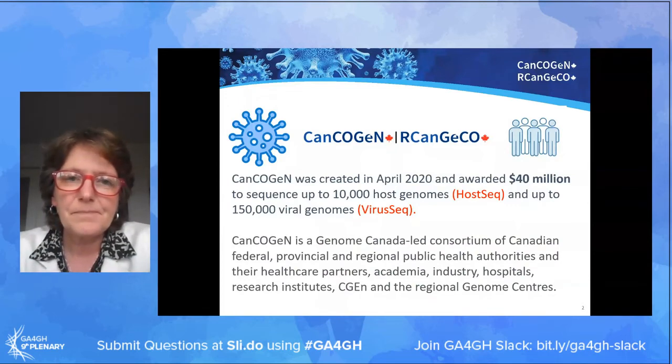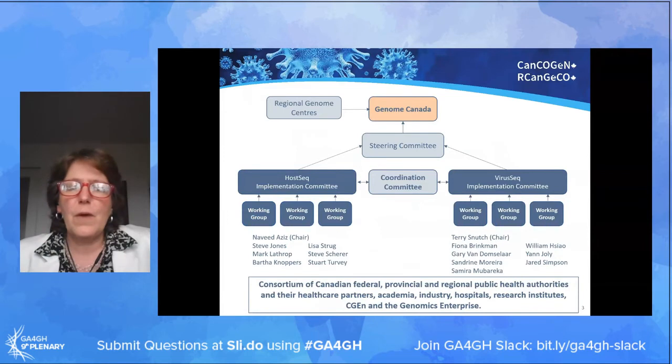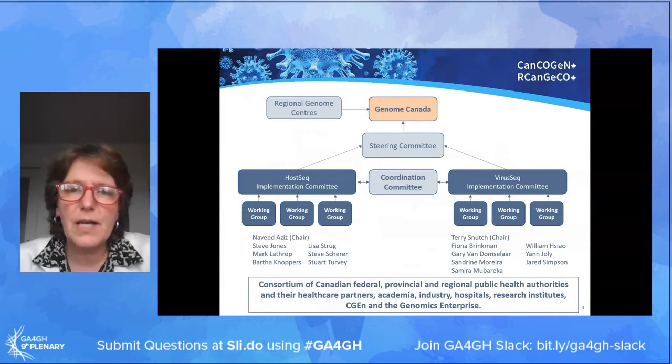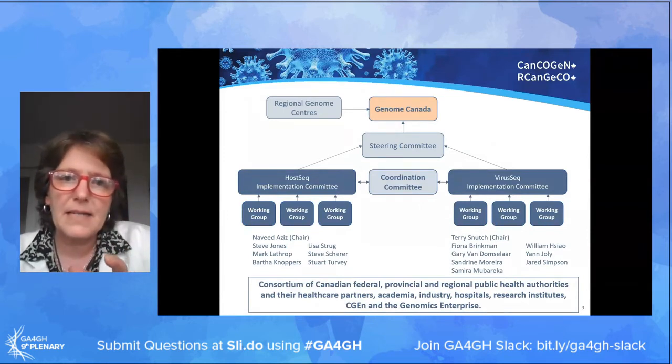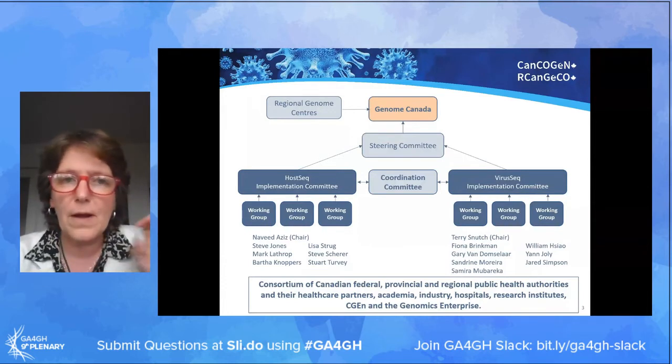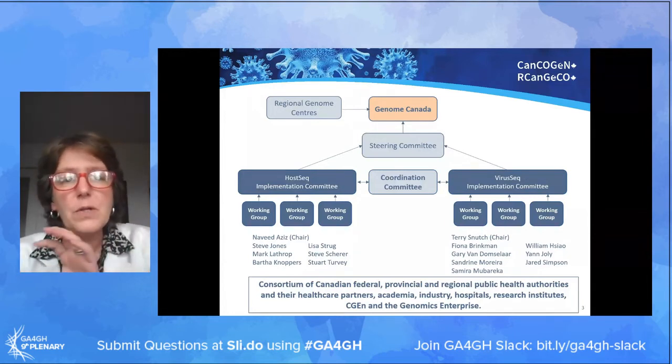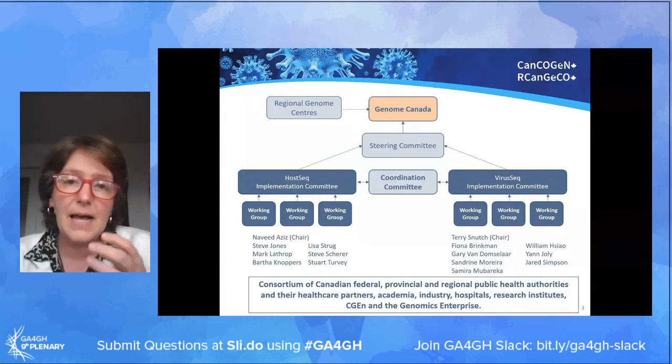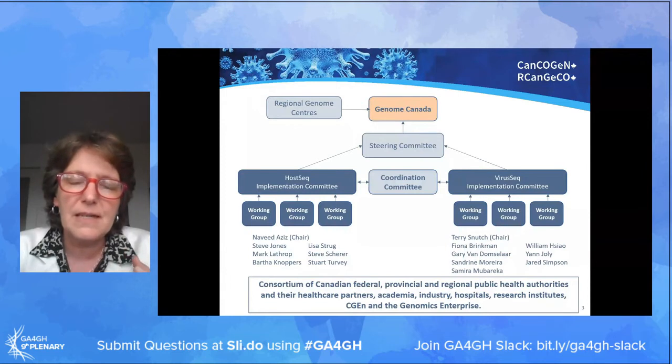Next slide. So the way we structured this project, the governance model basically was with two distinct implementation committees, one for the host side, one for the viral side, and a steering committee and a coordination committee. We thought that with CanCoGen we had a unique opportunity to try and make connections between the host and the viral genomes. Next slide.